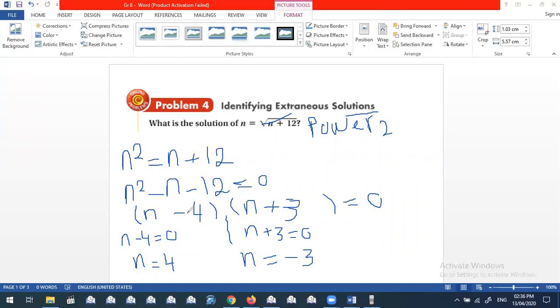Here, substitute n equals 4. 4 equals the square root of 4 plus 12, which is 16. Square root of 16 is 4. So 4 is right. What about negative 3? Here, negative 3, and on the right, negative 3 plus 12 is 9. Square root of 9 is 3. Does negative 3 equal 3? No. So this is the extraneous solution. The extraneous solution is negative 3.